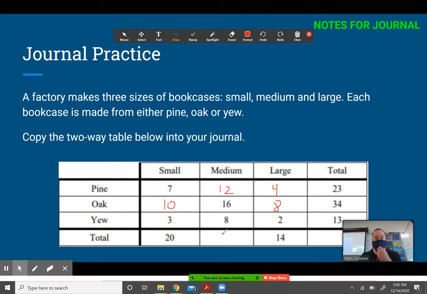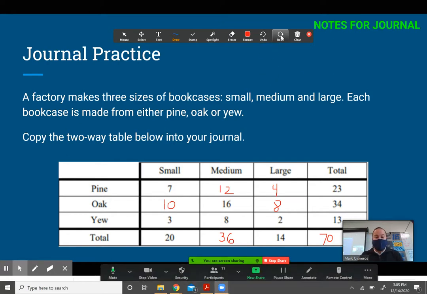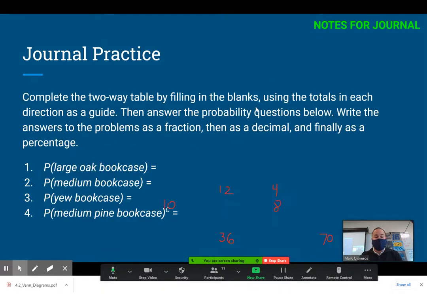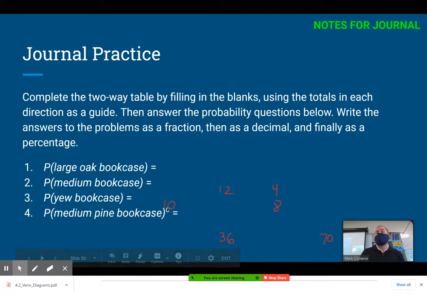What's the total down here for the medium? What did you get, Claudia? 36. And the total for everything? 70. Okay, good. Take a moment to look at that. I'm going to move forward and give you the correct fractions for these. I'm not going to give you the decimals. I'm sure you can divide them out in your calculator.